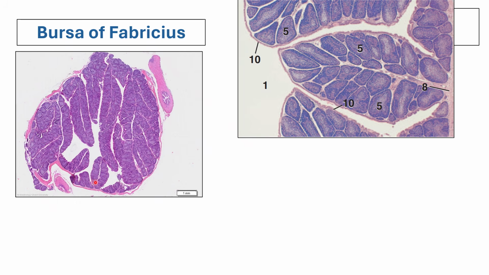And here, the key telltale sign that you are looking at the bursa of Fabricius is because the lining epithelium is pseudo-stratified columnar. Okay? Among the lymphoid organs that we will be studying, at least in this organ system, it is only the bursa of Fabricius that is lined by pseudo-stratified columnar epithelium.